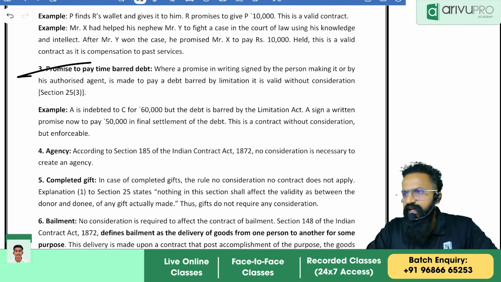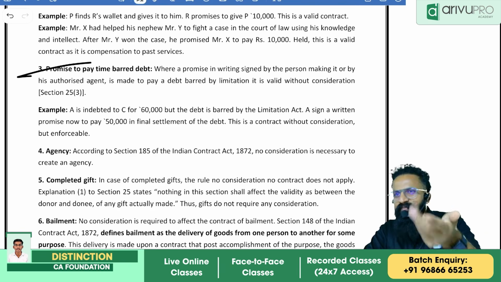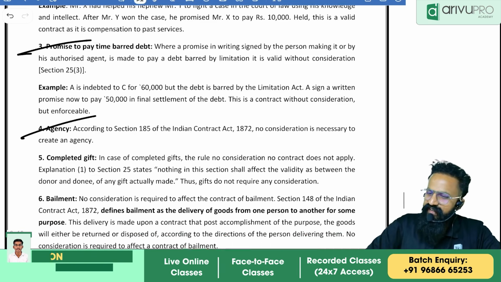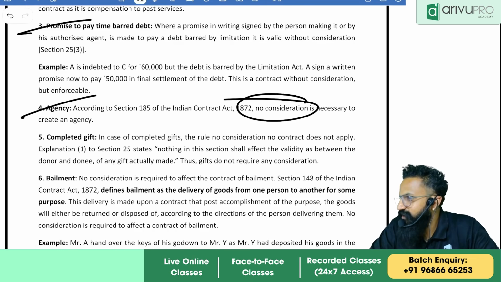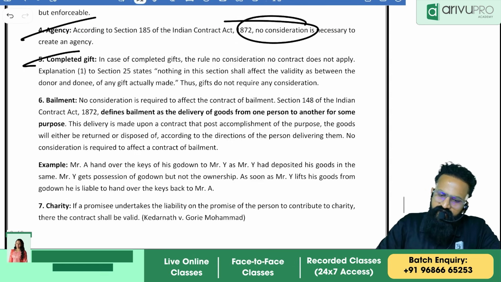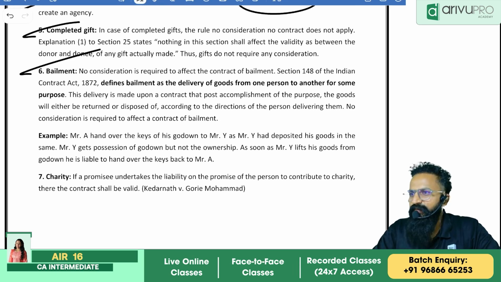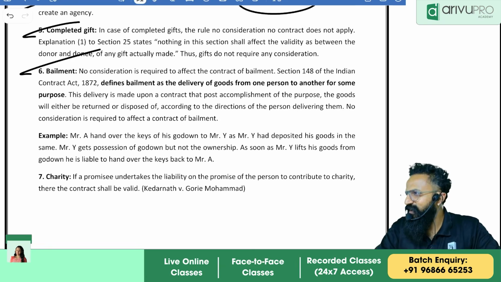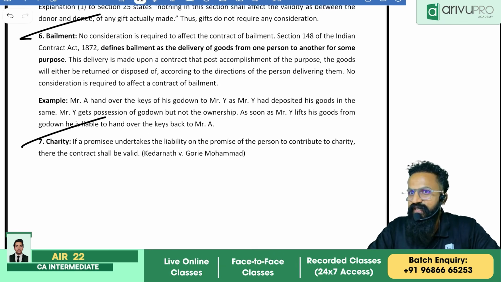Promises to pay a time-barred debt. Understood now? Three years done, I again write that I will pay. I have to pay. Agency, correct? No consideration is necessary. Agreed? A parent can appoint his daughter or son or anyone as an agent. I need not pay for it. It is still a valid contract. Yesterday we saw. Next one is completed gift. Bailment. Now tell me, what are the two types of bailment? Gratuitous bailment and non-gratuitous bailment. Gratuitous means free only, no? That is what they are telling. Charity. When will charity become a valid contract?